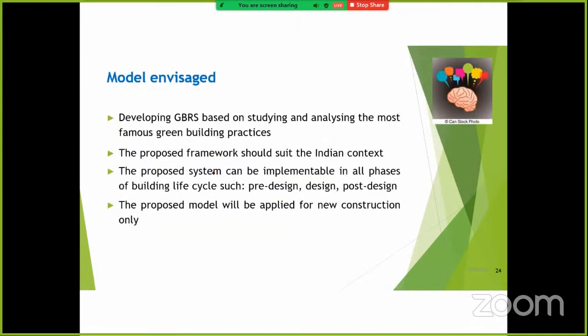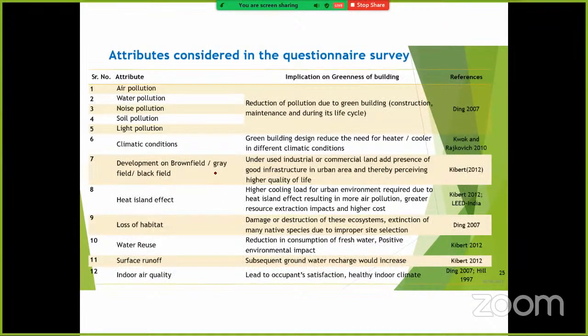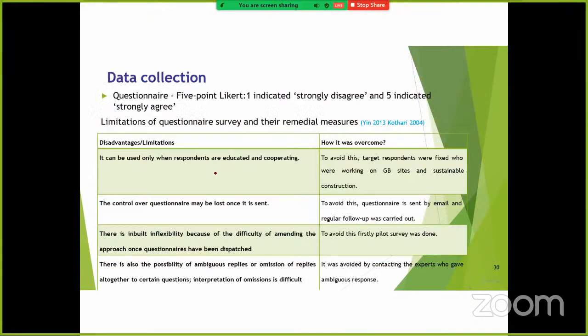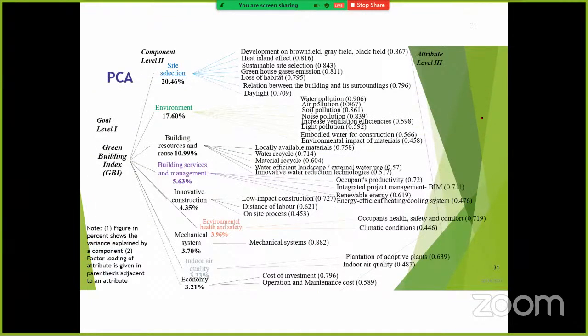So now I wish to tell you, this is the rating system that I have developed. In that, the different things, that is embodied water is also there. Then the plantation for adaptive plants is also there.